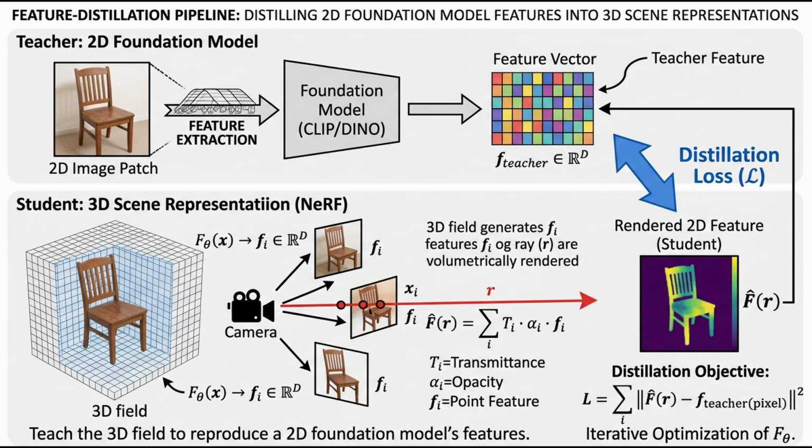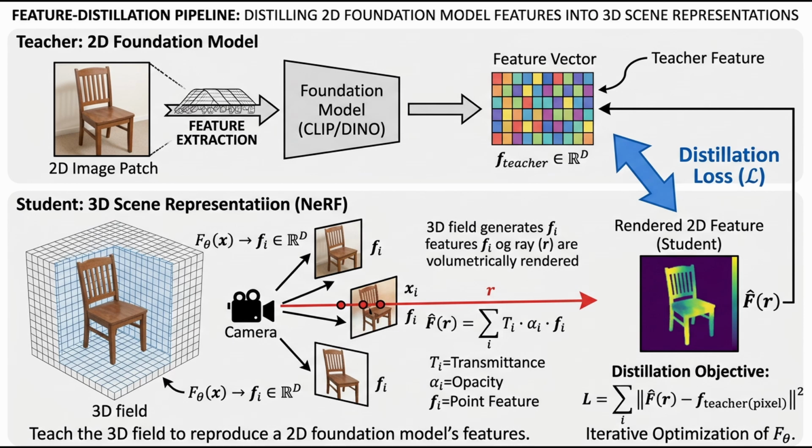We already have 2D foundation models, like CLIP and DINO, that turn any image patch into a rich feature vector, living in a space where meaning is geometric. The feature for a photo of a mug sits near the feature for the word mug. So the idea is to lift those 2D features into 3D.